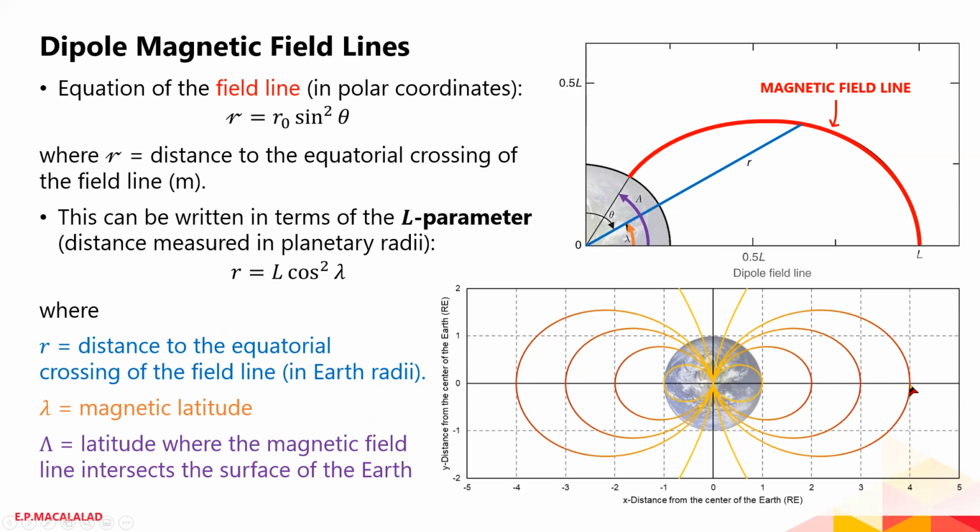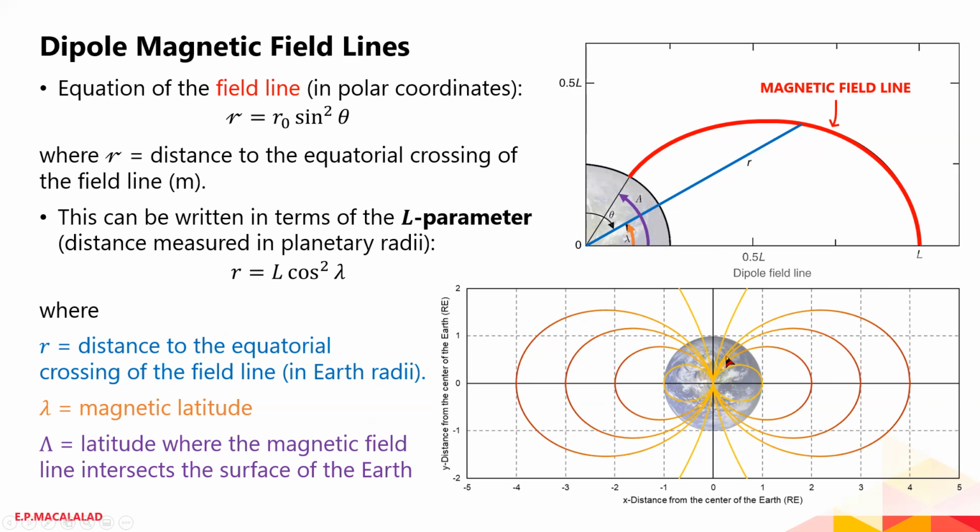For example, this point, again, is on the equator, so lambda is equal to 0. So this point is r away from the center, which is equal to 4. So this magnetic field line is the magnetic field line at L equal to 4. You can do this as an exercise. I just plotted this using Excel. It's very, very easy to just plot this equation.